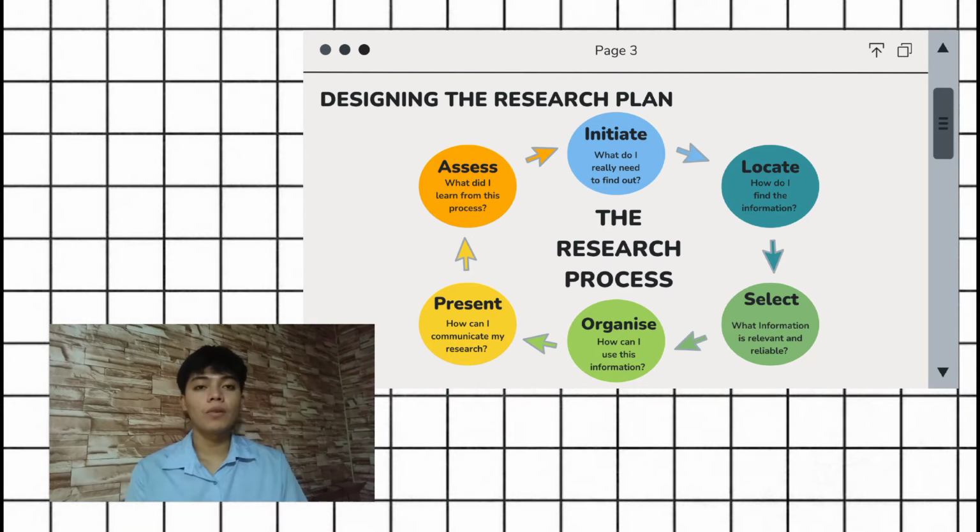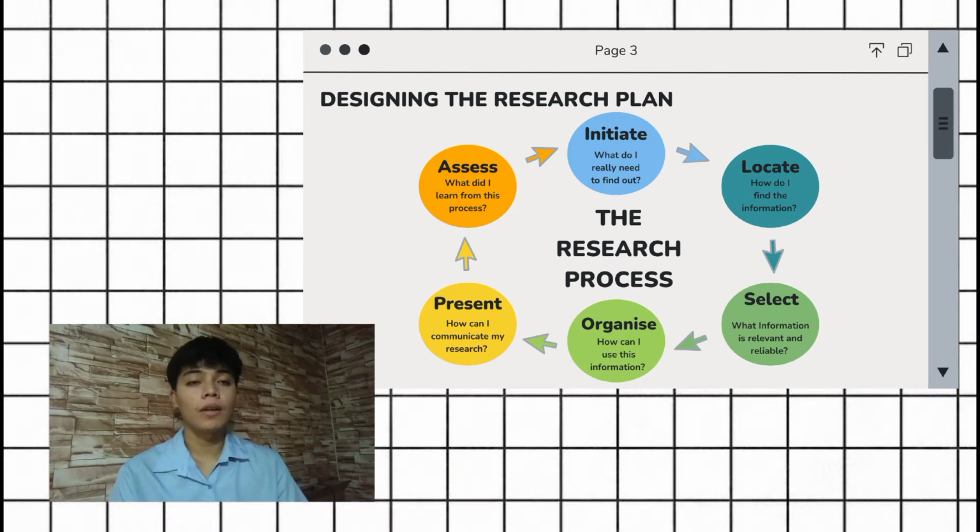In locate, how do I find the information? We should refine research techniques. In select, what information is relevant and reliable? We should evaluate sources, record bibliographic details for referencing and retrieval. In organize, how do I sort this information? We should take notes, summarize, paraphrase, and categorize.